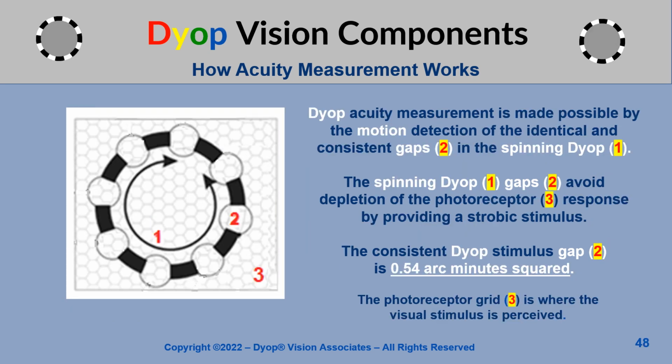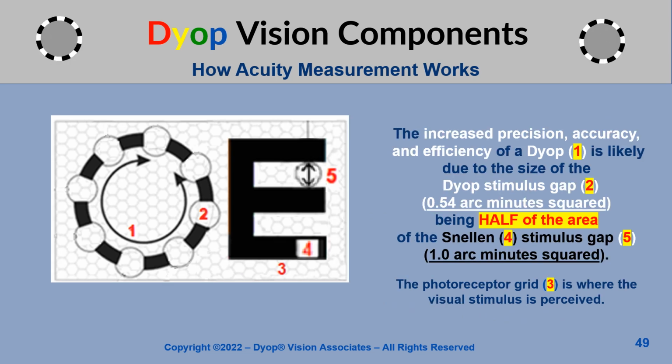Dyop acuity measurement is made possible by the motion detection of the identical and consistent gaps in the spinning Dyop. The spinning Dyop gaps avoid depletion of the photoreceptor response by providing a strobic stimulus. The consistent Dyop stimulus gap is 0.54 arc-minute squared. The increased precision, accuracy, and efficiency of a Dyop is likely due to the size of the Dyop stimulus gap being half of the area of the Snellen stimulus gap.